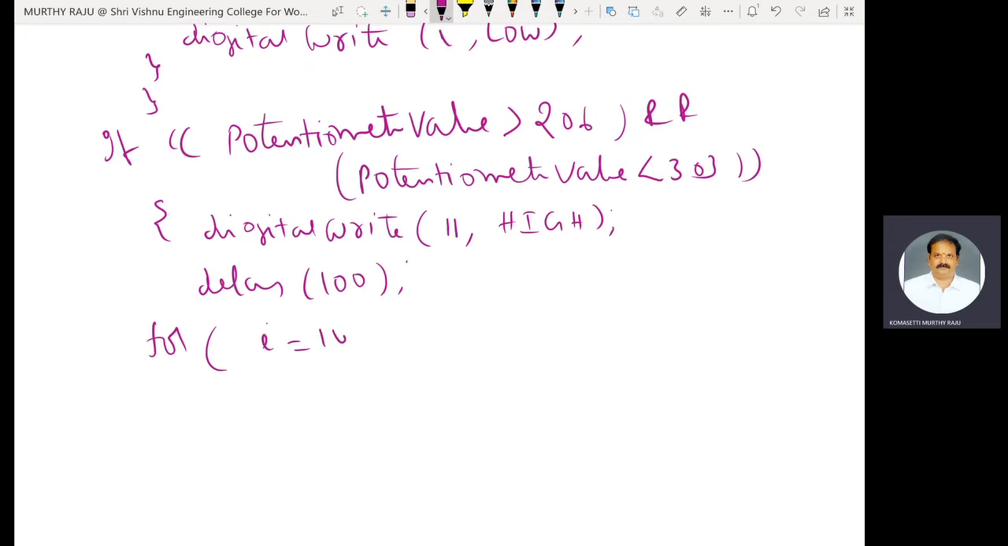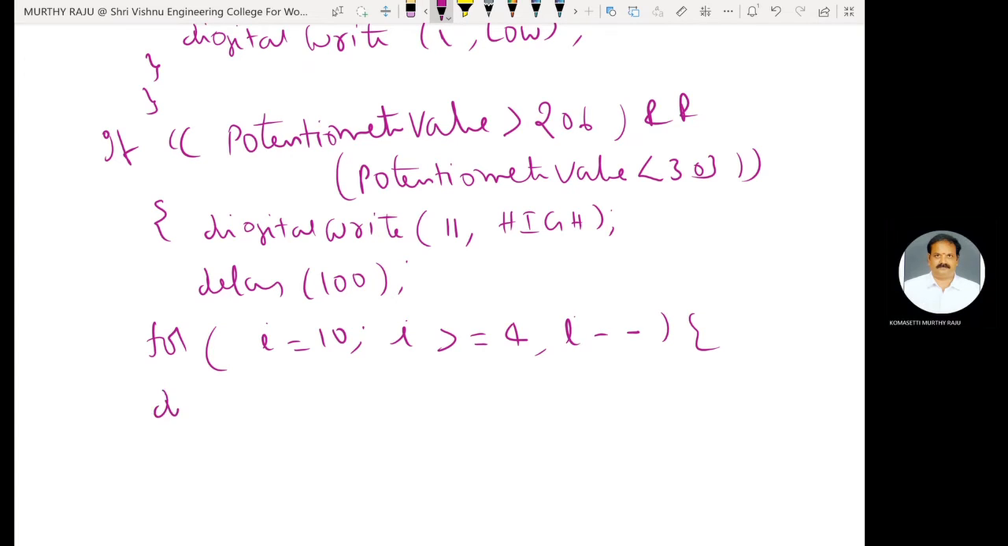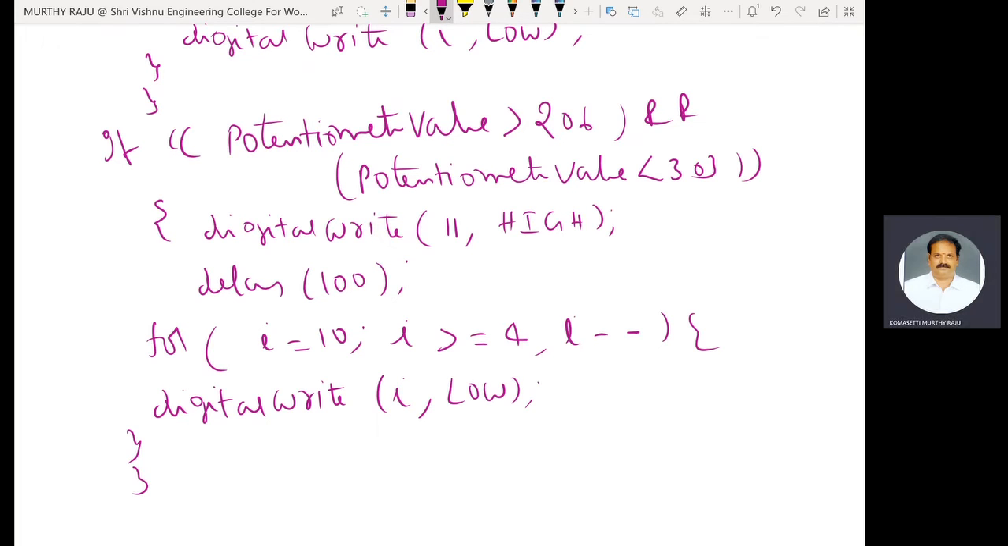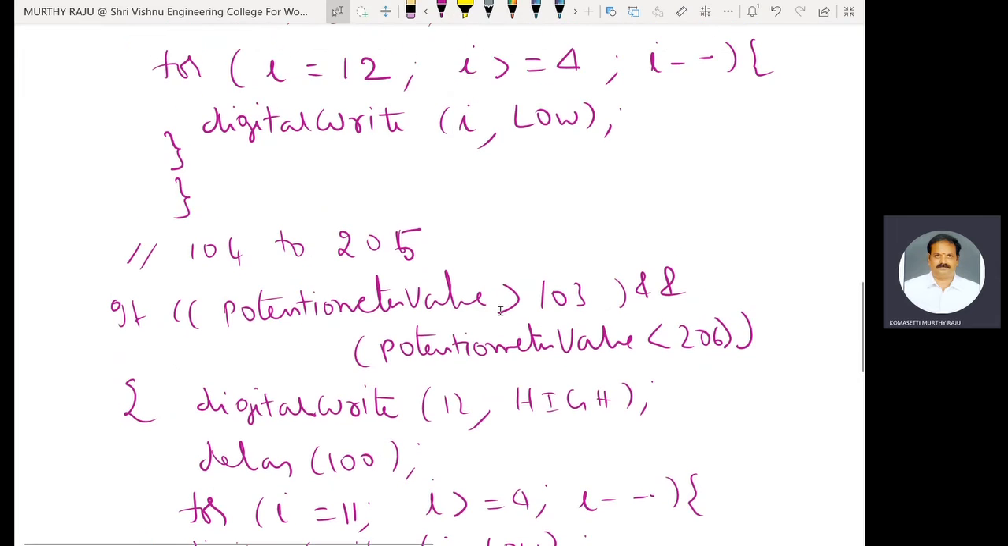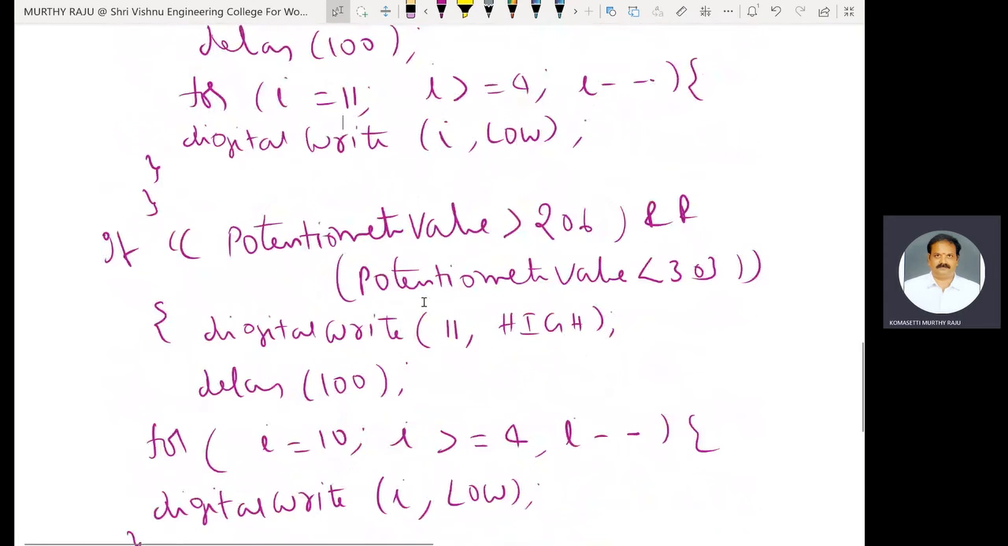For I is equal to 10, I greater than or equal to 4, I minus minus, digital write, I low. The 11th pin is also completed. This one is 11, 12, 11, 10.